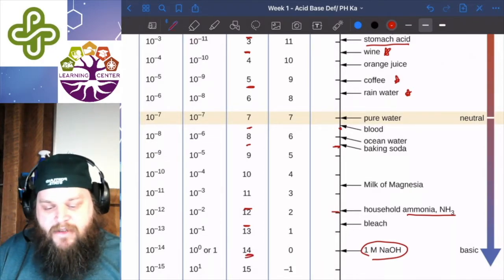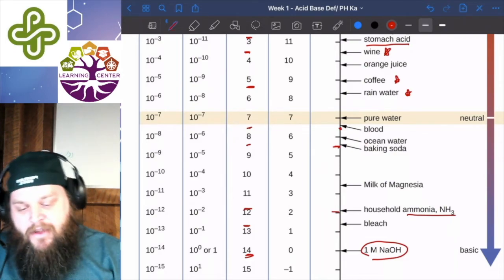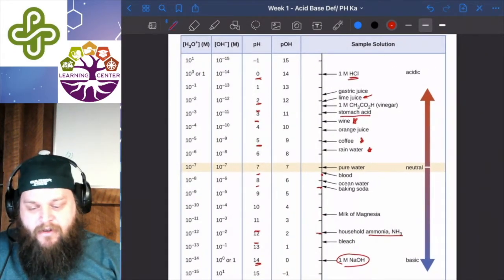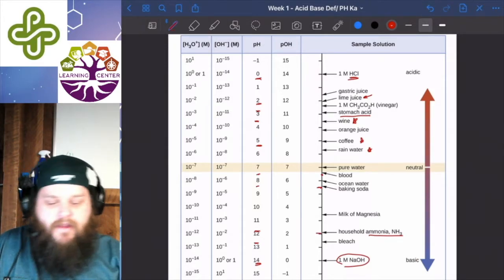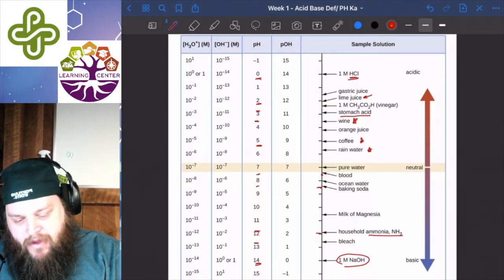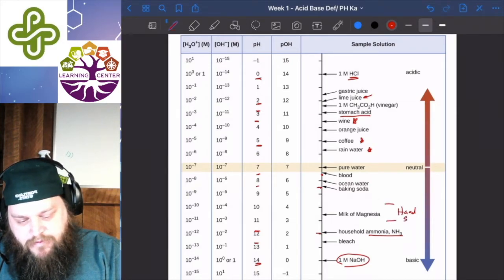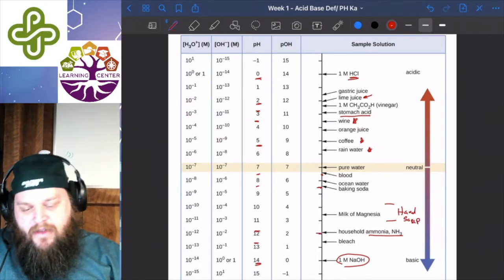So those are just the general scale of different things, so you can get an idea of what your household products are, acidically and basically. A lot of your hand soaps and stuff like that are fairly basic, so they'd probably be somewhere in this range here, and such like that.